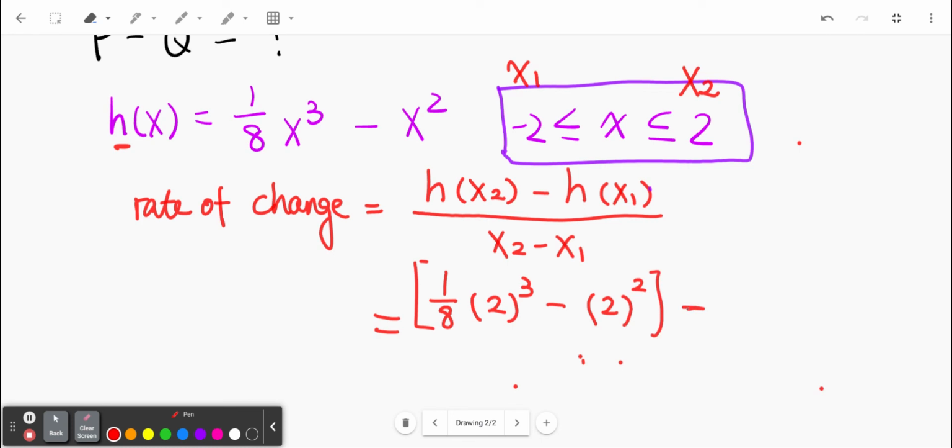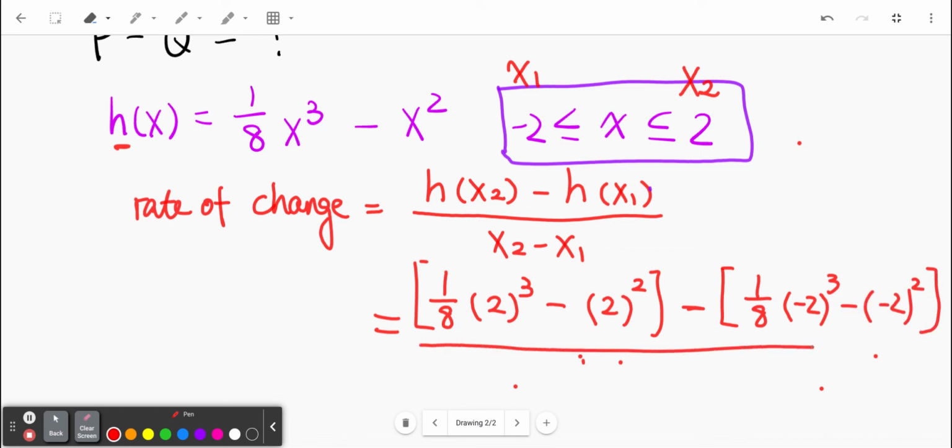Subtract the same function, but now the x is not 2, but what? Negative 2. So you do the same function, 1/8, but replace the x with negative 2. Okay, so that's the top, over actual x2 minus x1. So x2 is 2, minus x1 is negative 2. So this is how you set it up.